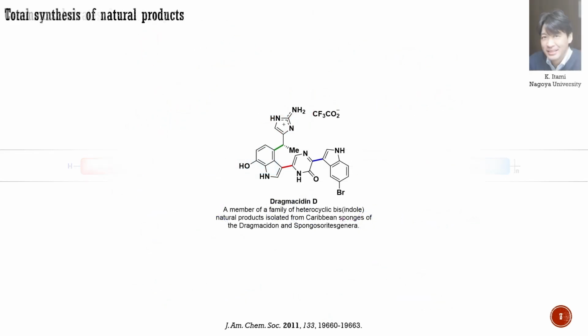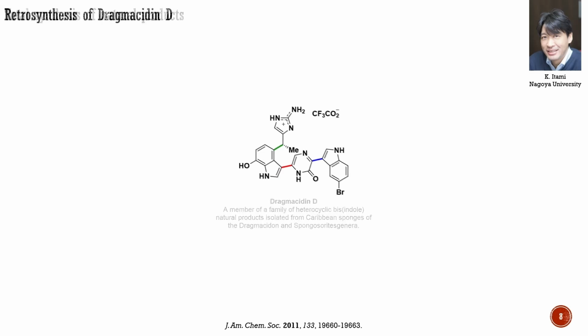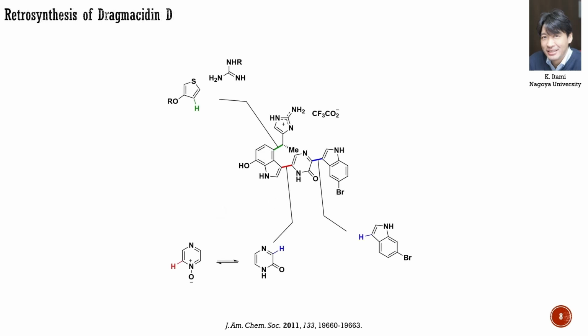Modern developments in CH activation have found applications in the total synthesis of natural products and other complex systems. Here, you can see Dragmacidin D, a natural product isolated from sponges. The group led by Itami from Nagoya University suggested and successfully performed the total synthesis of this natural product, mainly relying on direct CH transformations. Specifically, they utilized multiple CH arylations, as will be described in what follows.